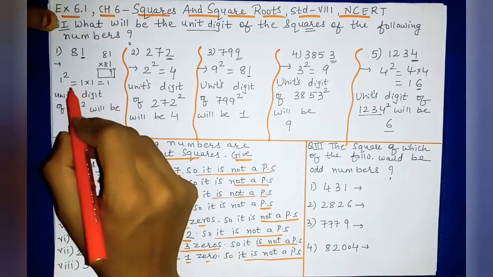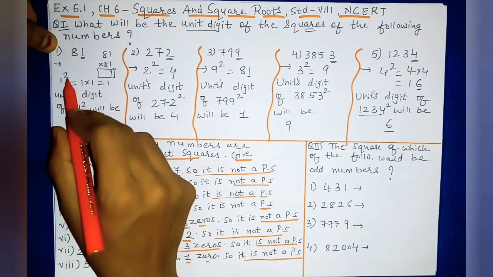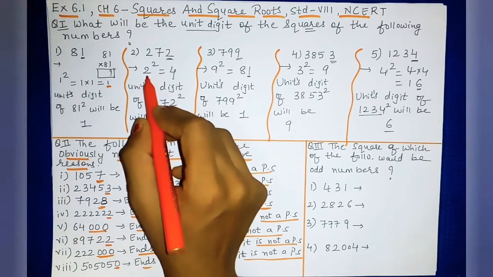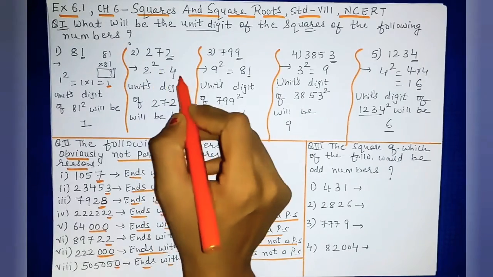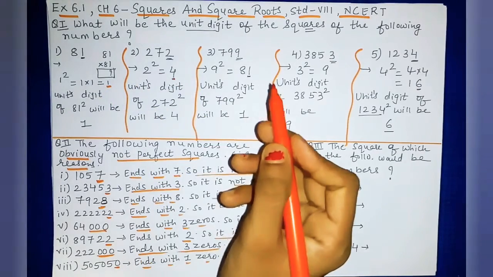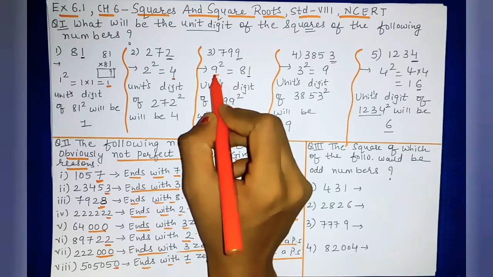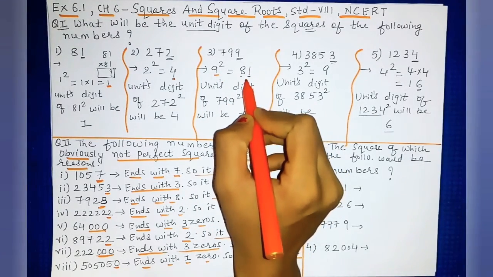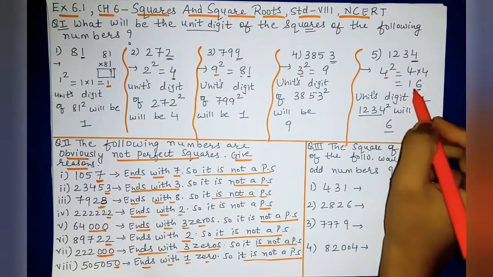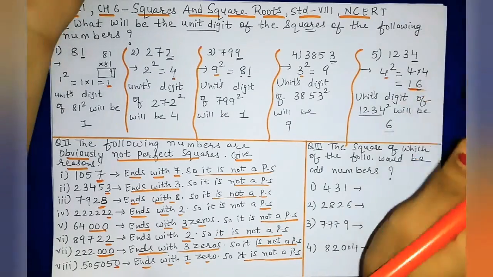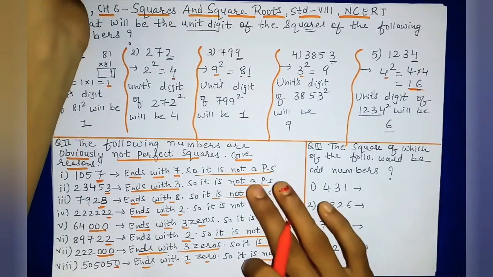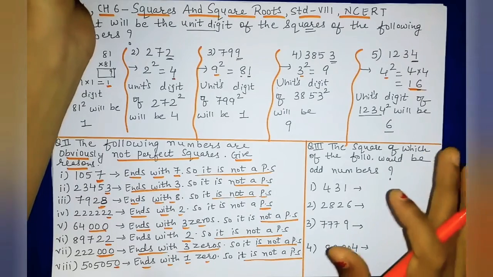For example, in this previous one, 1 is an odd number, we square it and the answer is 1. So the square of an odd number is also odd. Next one, 2 is an even number, the square of 2 is 4. So the square of an even number will be even. Here 9 is odd, and the square of 9 is 81, which is also odd. 3 is odd, its answer is also odd. Here 4 is even, its answer is 16, which is also even. So the square of an odd number will be odd and the square of an even number will be even. This is also a property of square numbers.